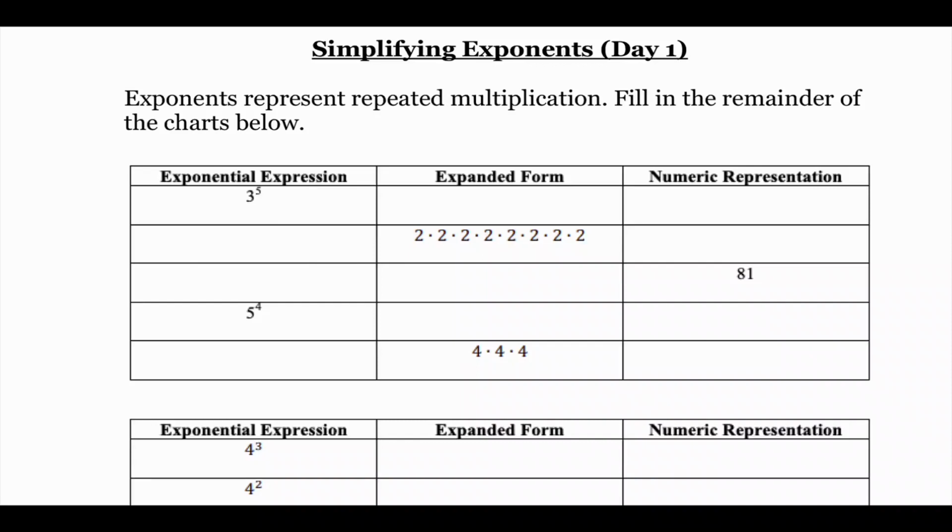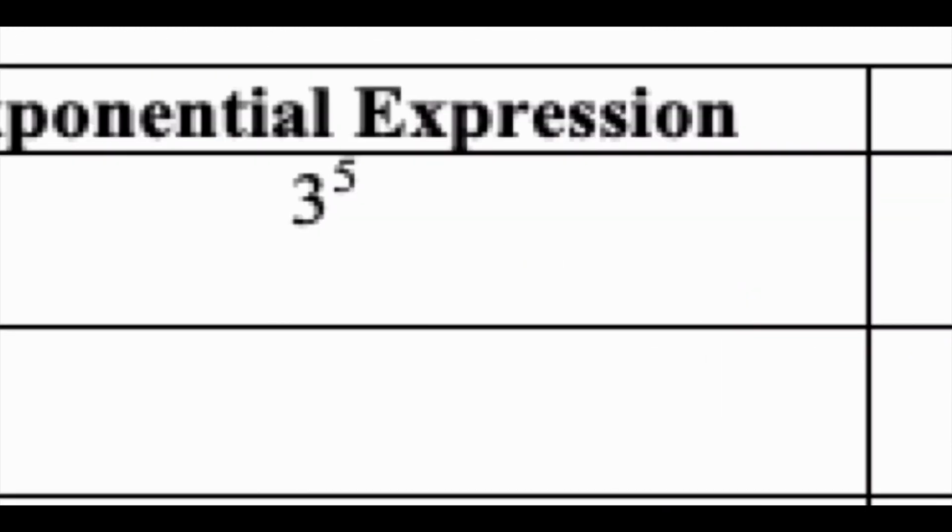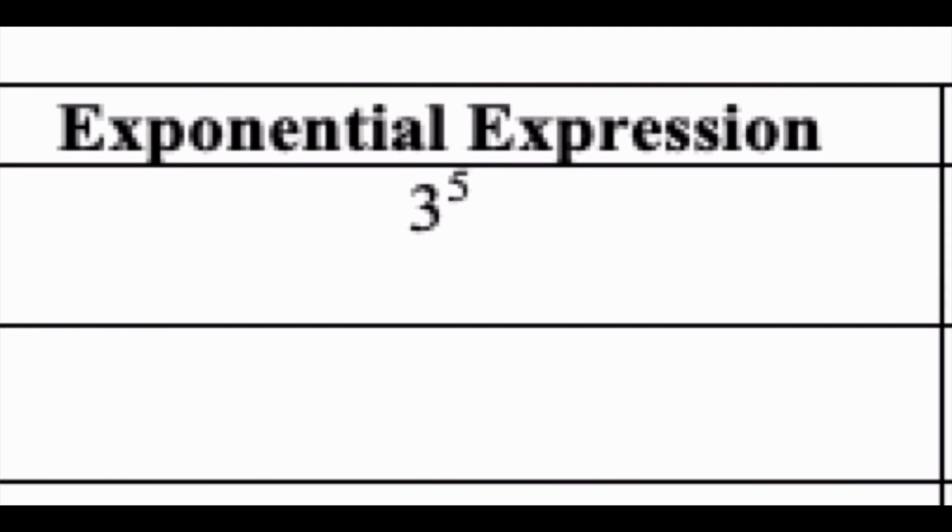So when we're talking about exponents, there's two parts to exponents. There's the base. The base is the big part. So like this guy right here, 3 is the base. And then the little number is the exponent. Sometimes it's called a power.